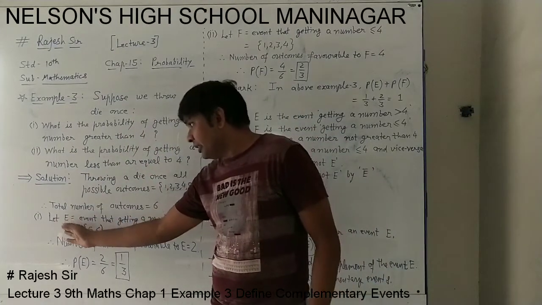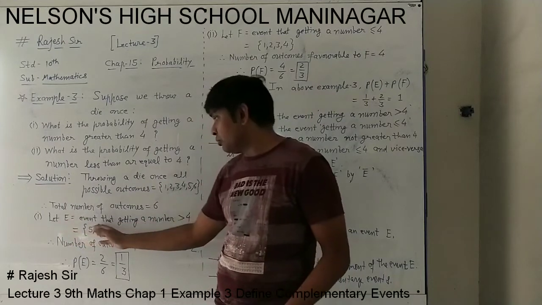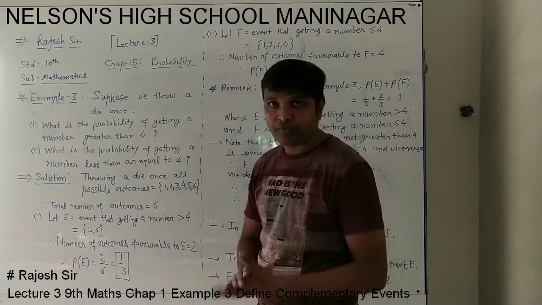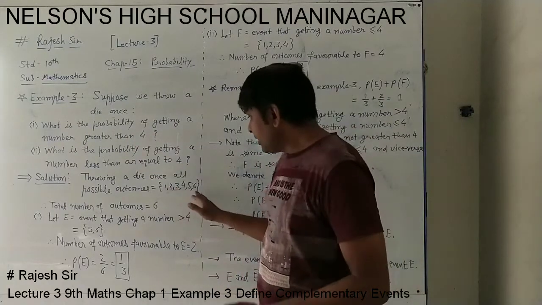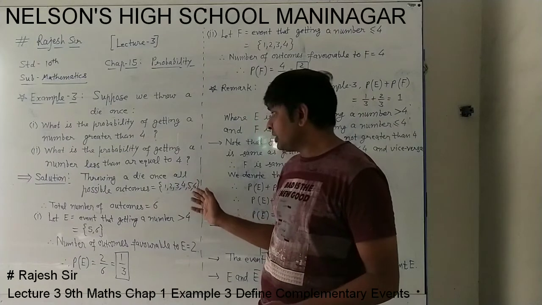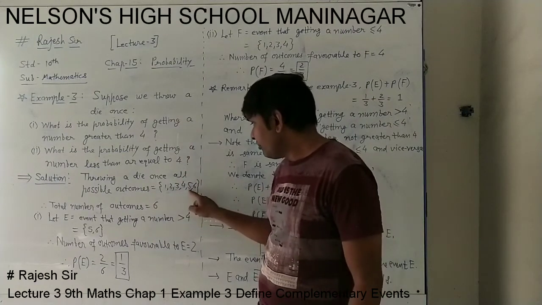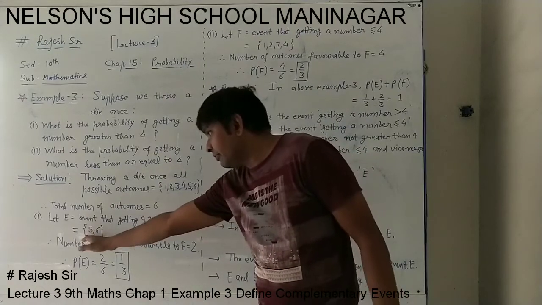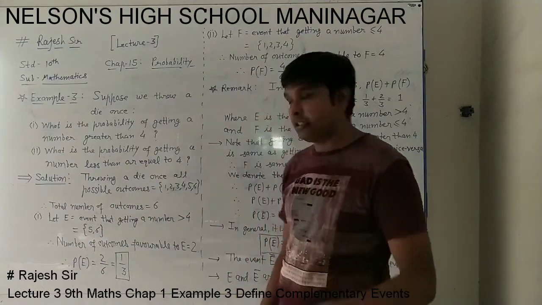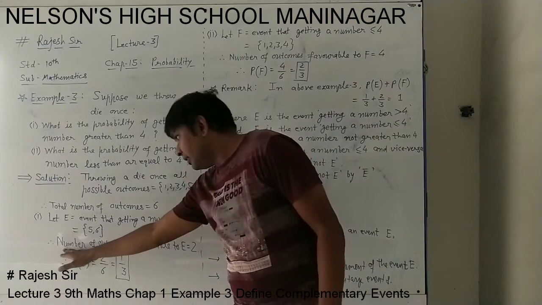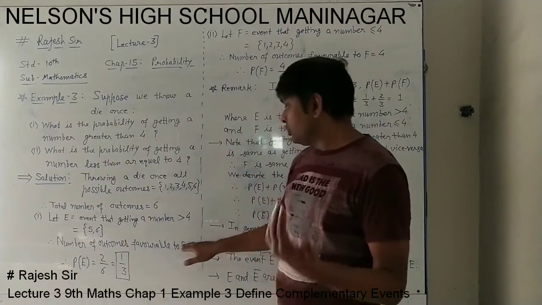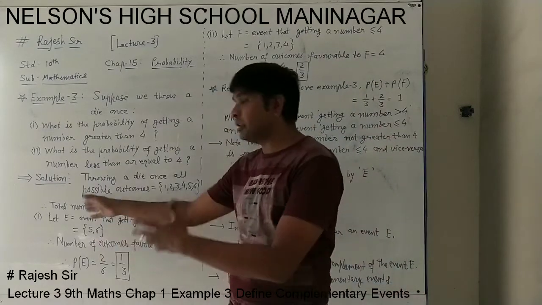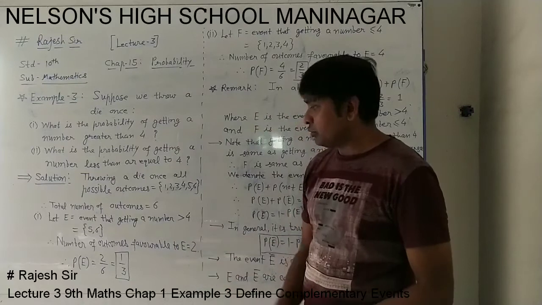In the first part, we take E as the event of getting a number greater than 4. All possible outcomes are here. In that we have to see the numbers greater than 4: 5 and 6 only, so we note 5 and 6. Two numbers. Therefore, the number of outcomes favorable to E is 2. Total 2 outcomes are favorable to the event E.